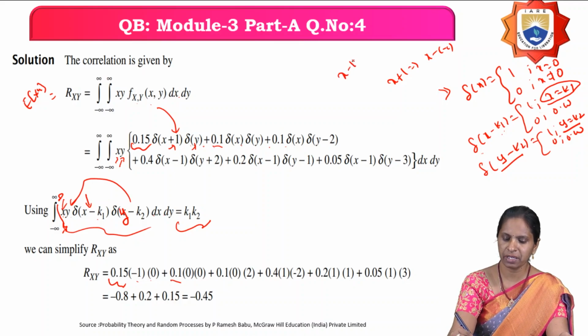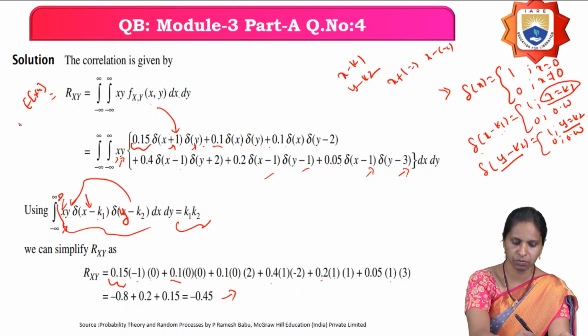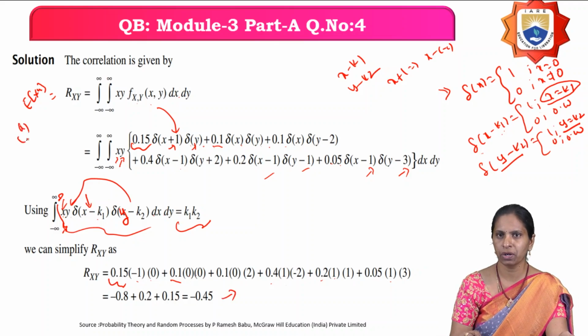So, because x minus k1 and y minus k2, what is k1 here? 0, and here k2 equals 0. So, 0 into 0 plus 0.4 into here k1 is 1, k2 is minus 2, plus 0.2 into k1 is 1 and k2 is nothing but here 1. 0.2 into 1 into 1 plus 0.05 into k1 is 1, k2 is 3. So, 1 into 3. If you simplify this, then you are going to get the correlation as what? The first problem is minus 0.45.